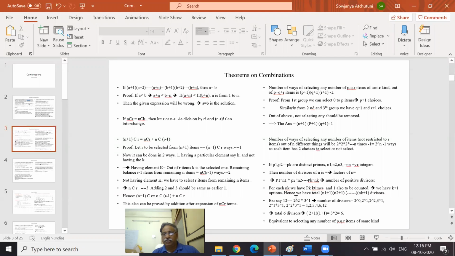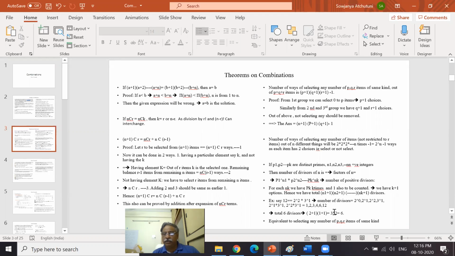How did I get this? For 2 squared, 2 is to the power of 2. So how many ways can I select this 2? I need not select it, or I can have it once, or 2 times. So in total 3 ways. It's like 2 repeated P times, so I can have P plus 1 possibilities. For 3 to the power of 1, I can have 2 possibilities. So the number of divisors is (P plus 1) into (Q plus 1), which is 3 into 2, that is 6 divisors.